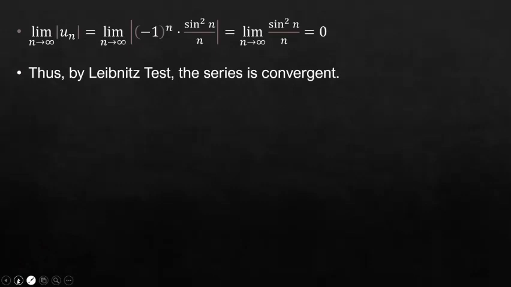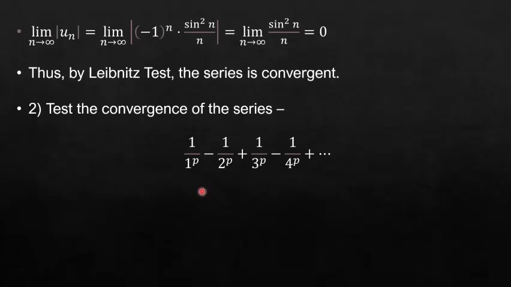Now let's look at another example. It is 1 upon 1 to the power p, minus 1 upon 2 to the power p, plus 1 upon 3 to the power p, and so on. Here also you can clearly see that the first term is positive, the second term is negative, the third term is again positive, the fourth term is again negative. So this is clearly an alternating series, and you will have to apply the alternating test here. You can pause the video here and take your time to solve.